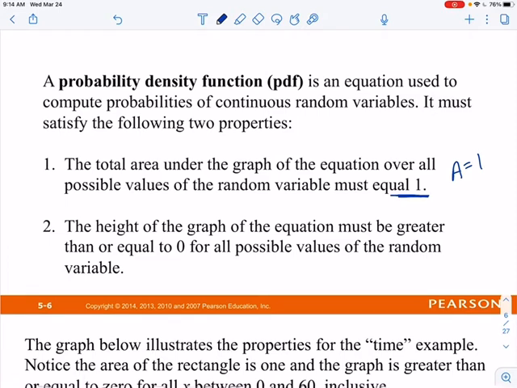Okay, and again, the reason for that is these are all going to end up being rectangles. Think about the area of a rectangle. Area equals length times width. So if you're talking about the height of the graph, it has to be greater than 0. Why? Because if it was 0, then it wouldn't exist. Your area would be 0. And if it was negative, your area would be negative, and you can't have a negative area. Just like you can't have a negative probability.